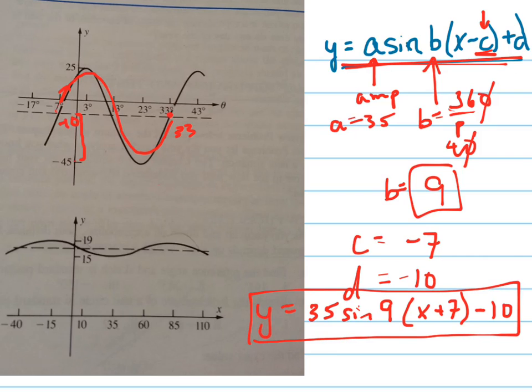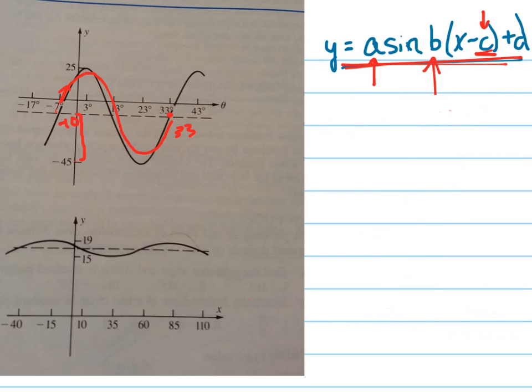Second graph, you can do it the same way. Let's try this one. The amplitude, notice that the total distance between 15 and 19 is 4. So the amplitude is half of that. So A equals 2. B, again, we're going to look for the period. So look at where it starts. There's the starting point, and there's the ending point. So it starts at -40, and it ends at, hard to tell exactly where that ends.